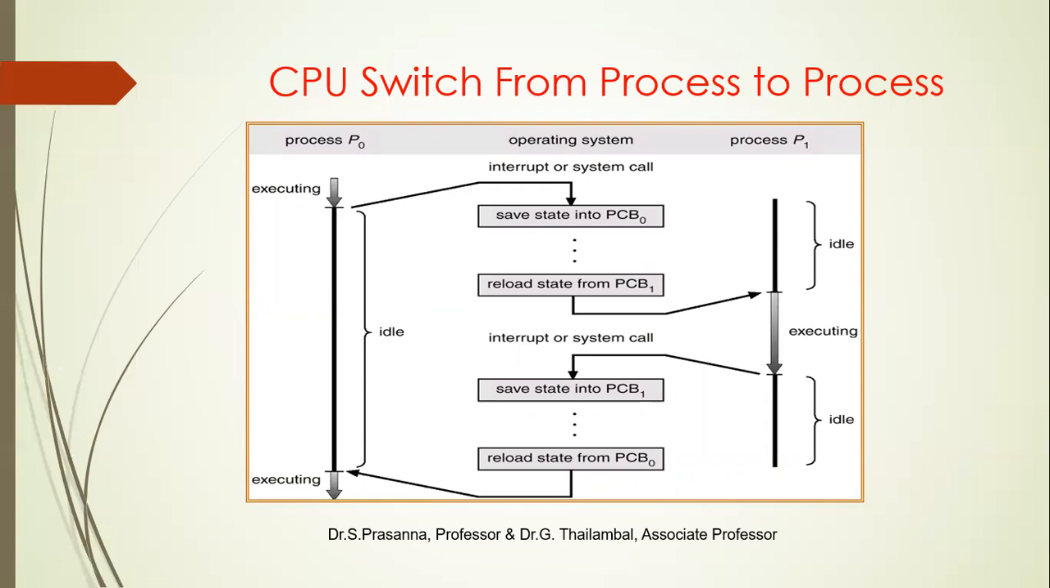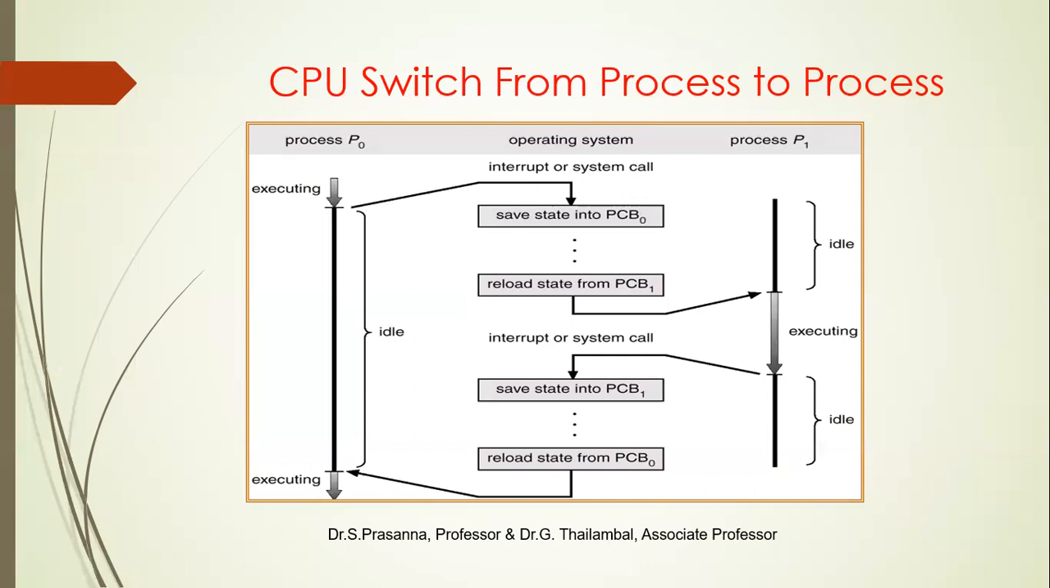Once an interrupt happens while process P1 is in execution, process P1 gets stopped and the state of process P1 is again saved in PCB1. It will reload the state of process P0 from PCB0, which was already stopped by some interrupt, and it continues executing process P0.